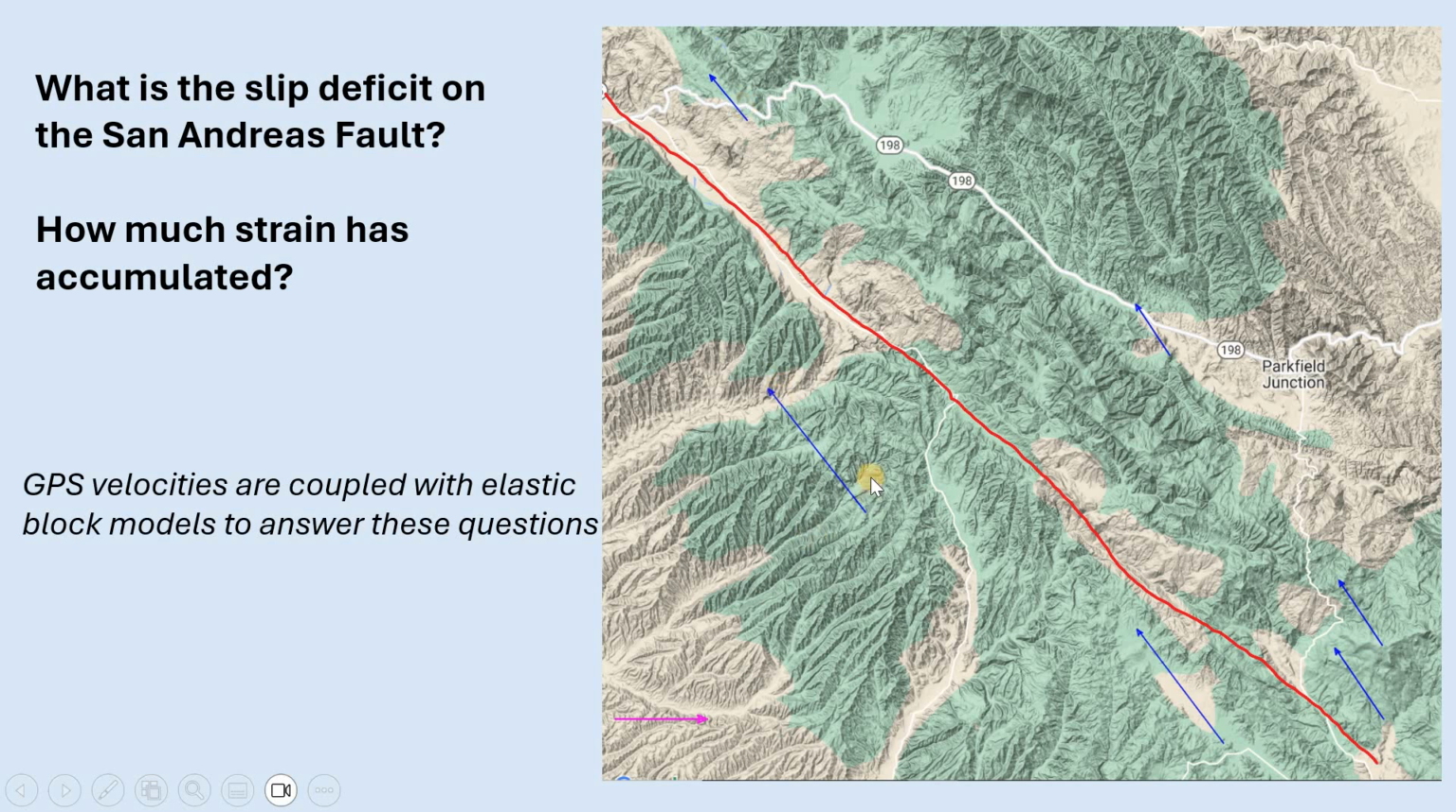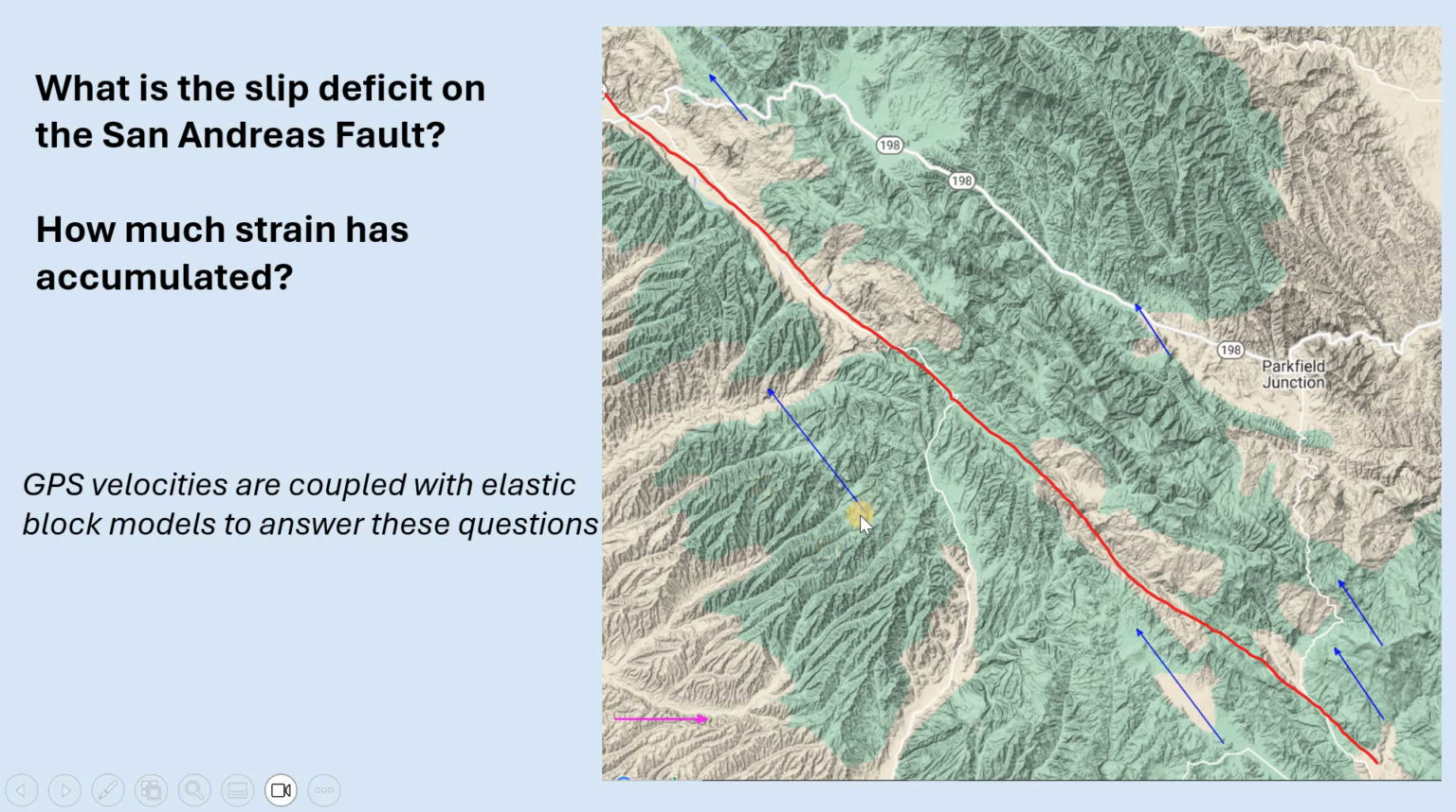And so the difference between the GPS velocities on the west and the GPS velocities on the east tells us something about how fast the plates are moving along this fault, but also tells us something about how much elastic strain is accumulating, kind of the degree of locking along this fault. And so with just the data that we see here, we're actually left with more than 2 free parameters.